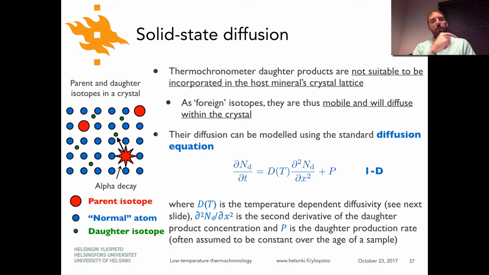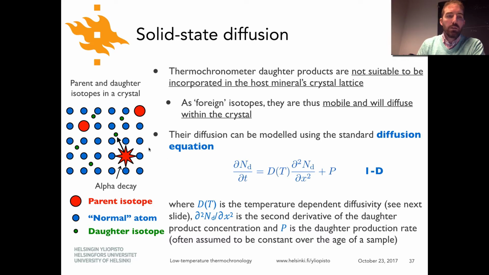But when we talk about thermochronology, we have to remember that we're dealing with a system in which the daughter isotope is not necessarily always trapped and continuously accumulating within the crystal, but rather it might be able to migrate. So here we have the diffusion equation that's used typically for modeling this kind of behavior.